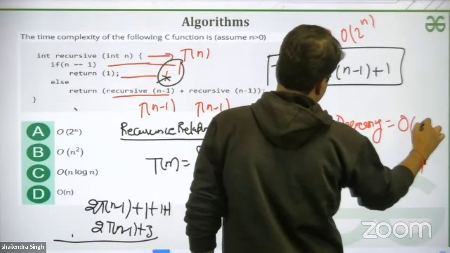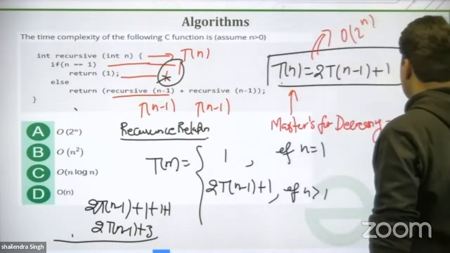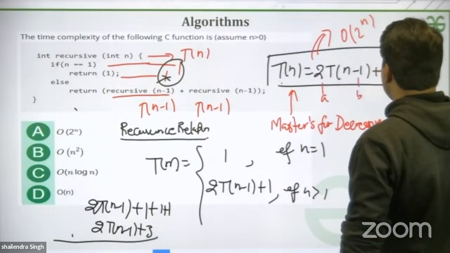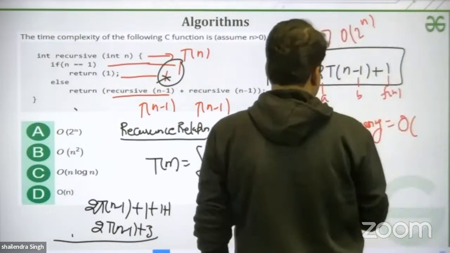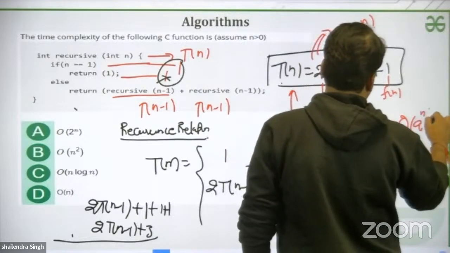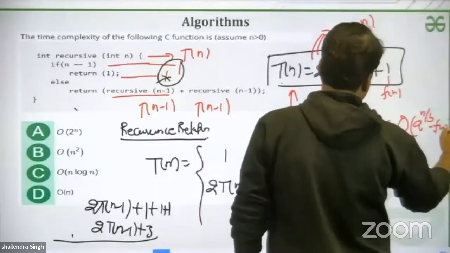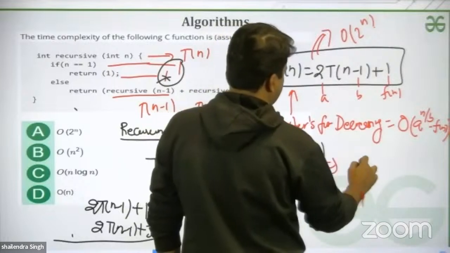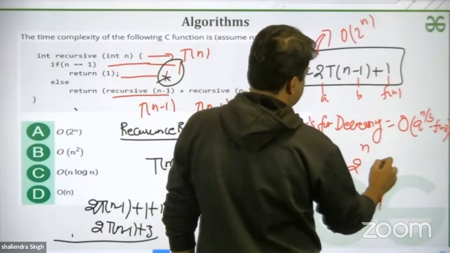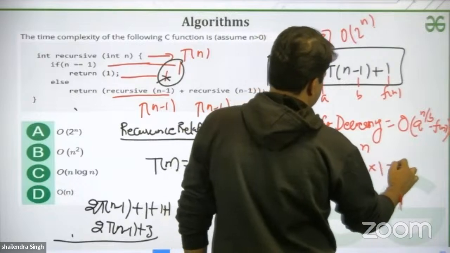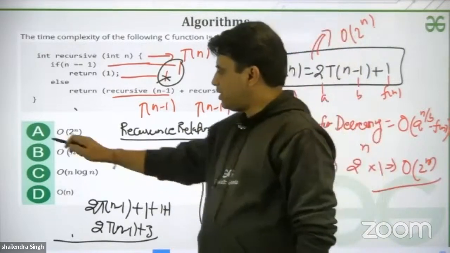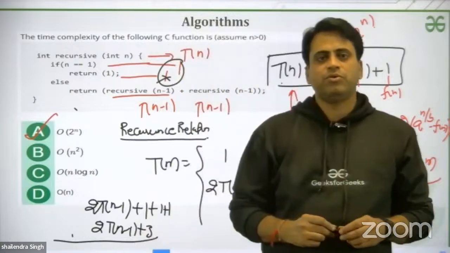Master for decreasing, so a to the power n upon b, this term is a, this term is b, this term is the function. So the answer is a to the power n by b into f of n. Here a is 2, and 2 to the power n upon b, b is 1, into function, function is 1, so it will be order of 2 to the power n. Okay, so the right answer is a, order of 2 to the power n.